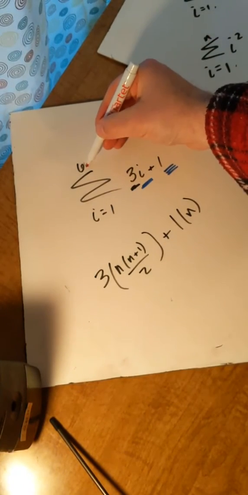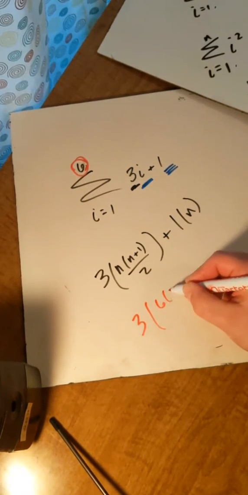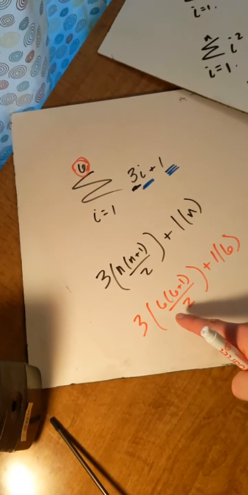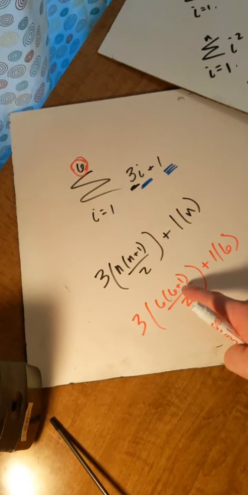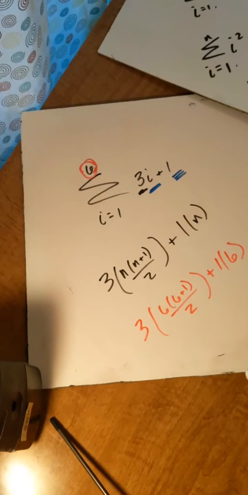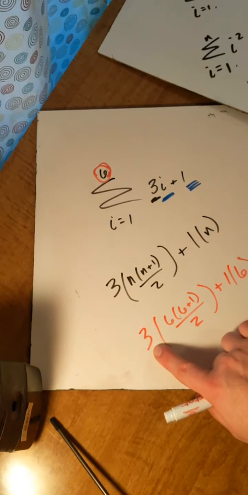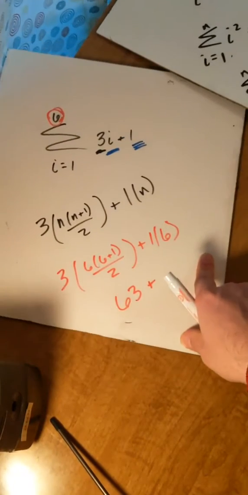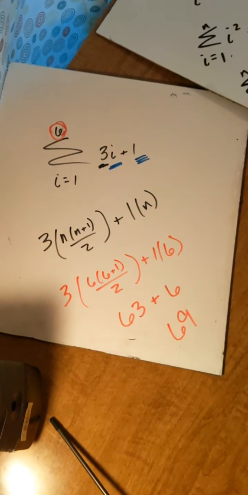So now what we need to do is just go through and replace all n's with the 6. So this would be 3 times 6 times 6 plus 1 over 2 plus 1 times 6. Okay, so let's go through this real quick. All right, so this would be 6 times 7, which is 42. 42 divided by 2 is 21. And then we can times that by 3. 21 times 3 is 63. Plus 1 times 6, which is 6. Add them together. Nice. We got the answer.